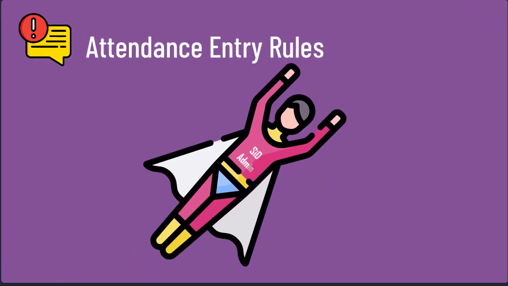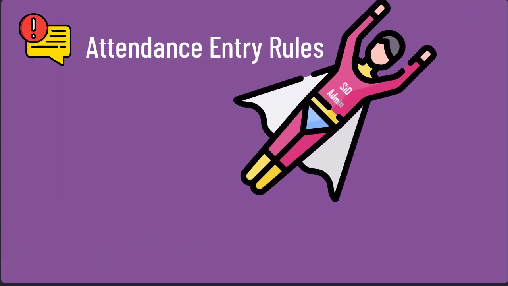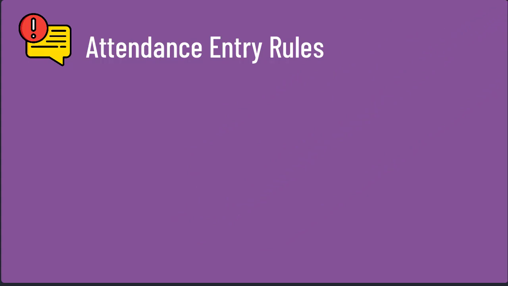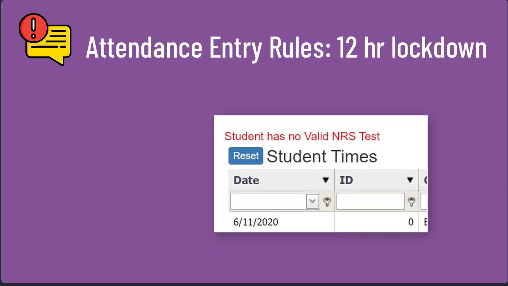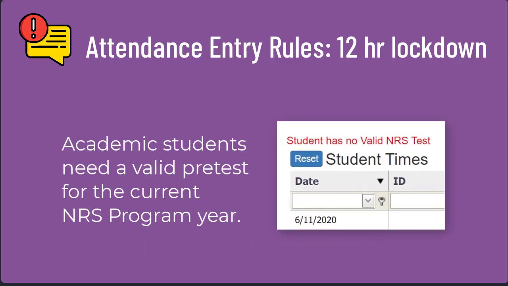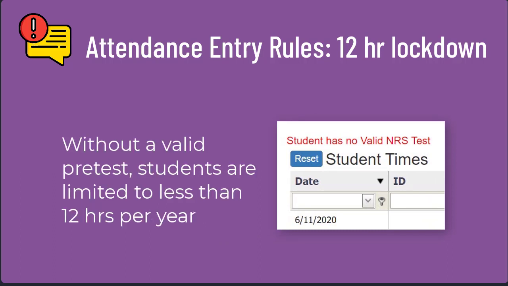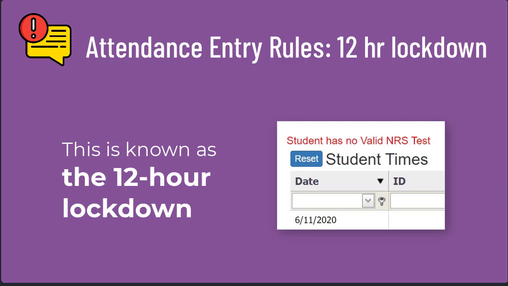Even with your amazing SiD Admin superpowers, there are some attendance entry rules you can't get around. You may see a message that says, "Student has no valid NRS test." At that point, SiD won't allow you to enter any more time for that student. Here's what that message means. Academic students need a valid pretest for the current NRS program year. Students who don't have a valid pretest are limited to less than 12 hours of attendance for the entire year. We call this the 12-hour lockdown.